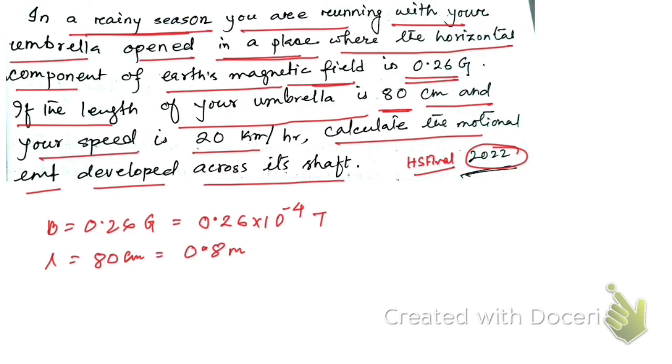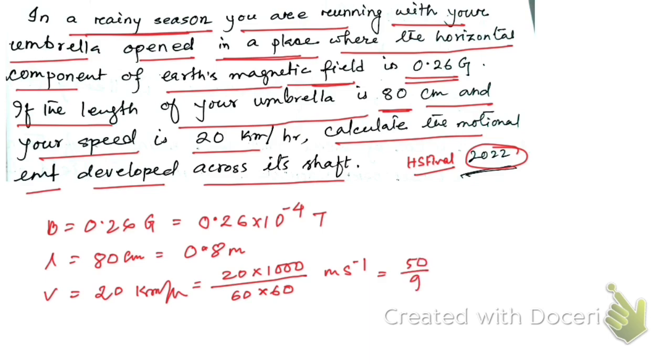And the velocity: the person who is holding the umbrella, if it is you, then you are running with 20 kilometer per hour, not meter per second, 20 kilometer per hour. Let me convert this into meter per second. 20 kilometer in meter, that is 1000, and 1 hour in seconds, 60 into 60, right? And this is meter per second, and if we cancel and simplify this, we're going to have 50 by 9 meter per second, right?